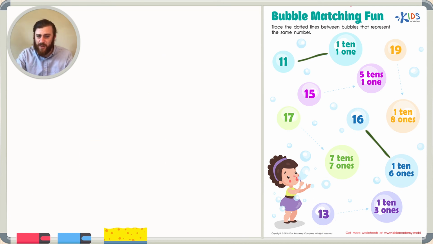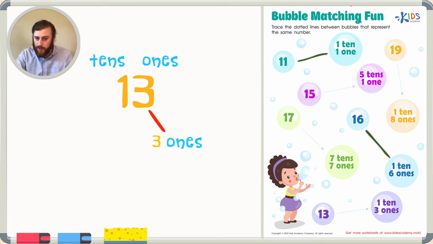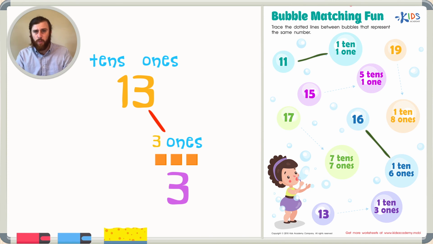Finally, our last number is 13. We know that we have tens and ones. In the number 13, there are 3 ones. It can be represented by writing 3 ones, or by writing 3 cubes, or just the number 3. 3 means 3. The ones place doesn't mess around.